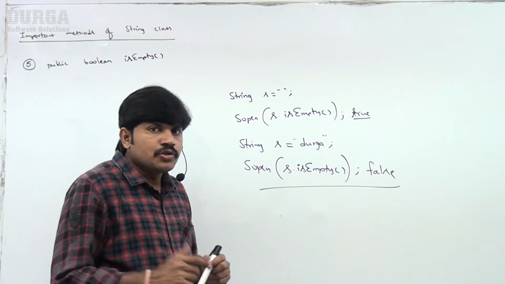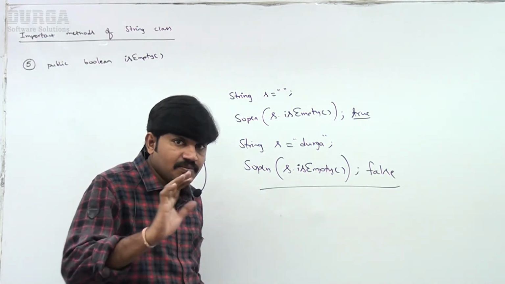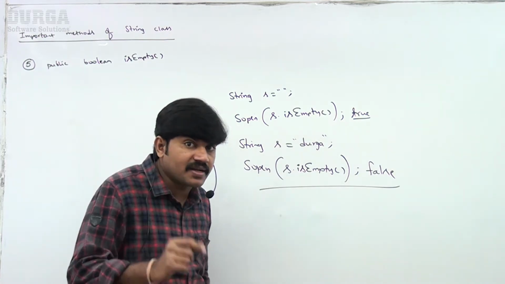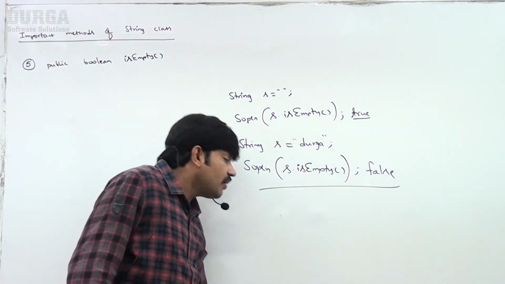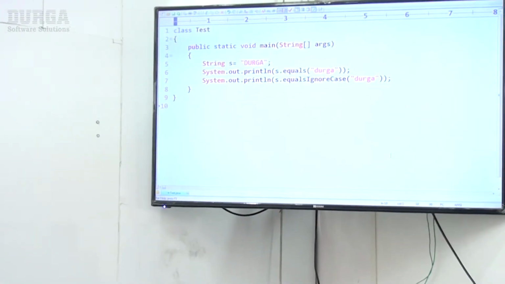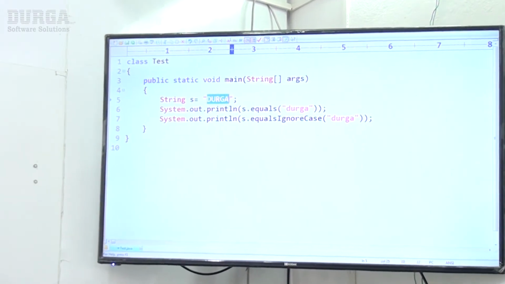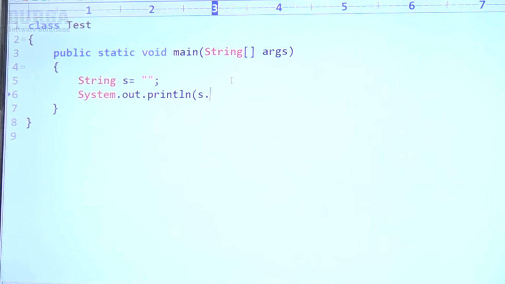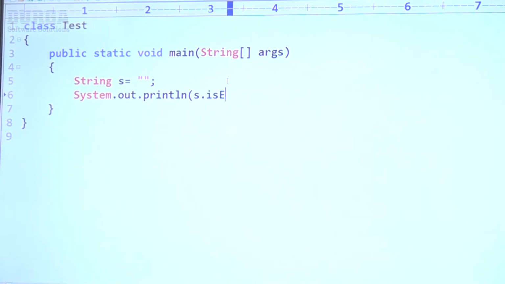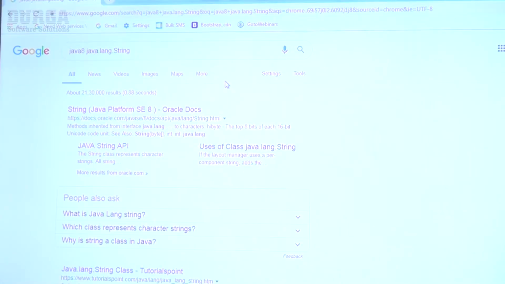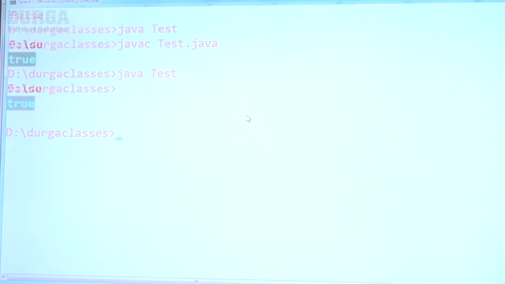isEmpty checks whether the given string is empty or not, whether the length of the string is 0, whether the number of characters is 0 or not. Have a look once, observe carefully here. I am taking String s is equal to empty, double quotes, just open and close, then s.isEmpty(). What is the output we are going to get, sir?